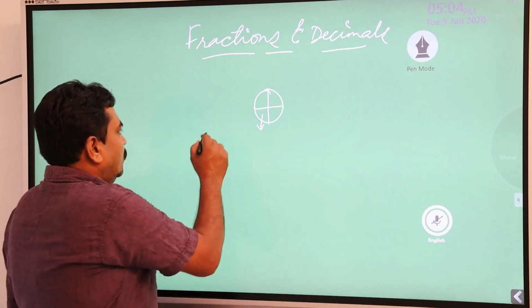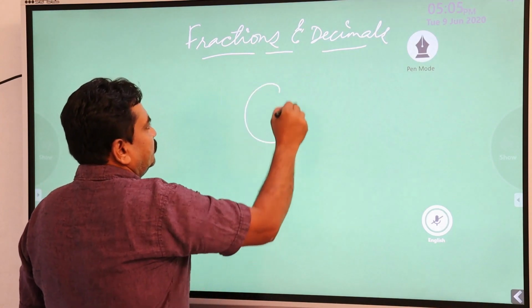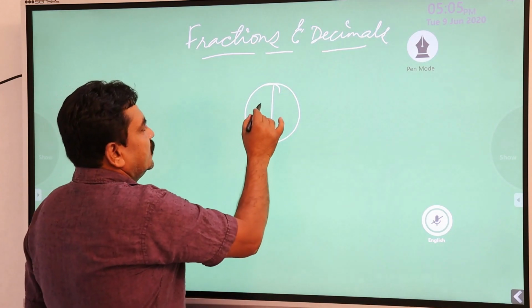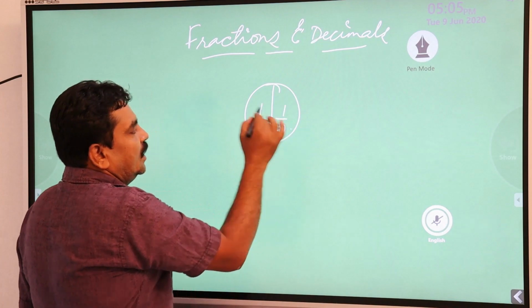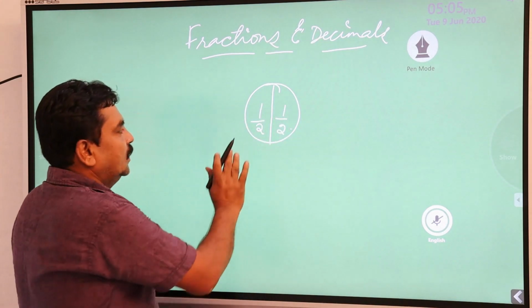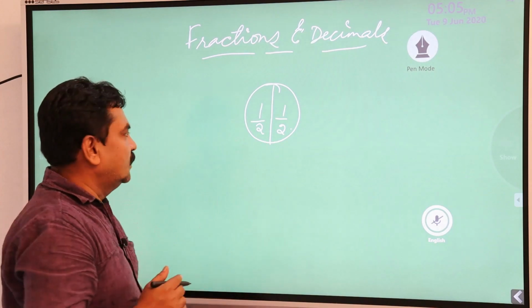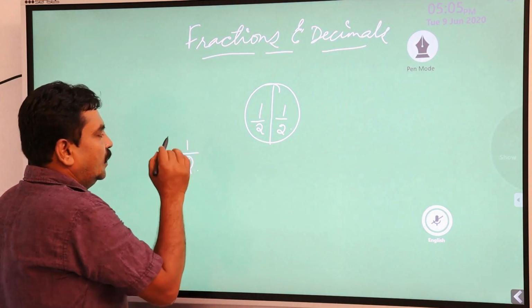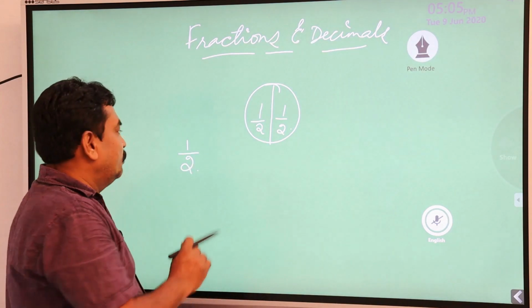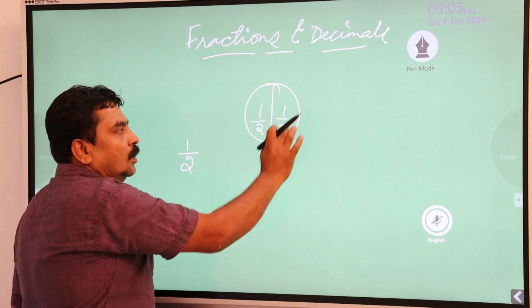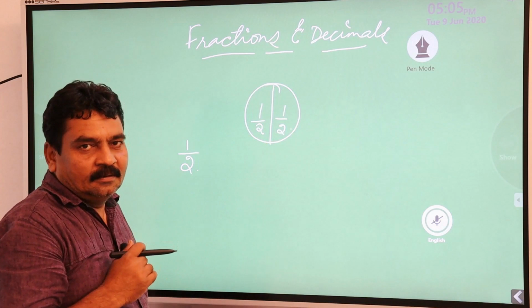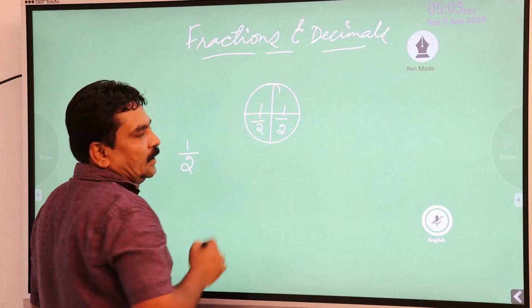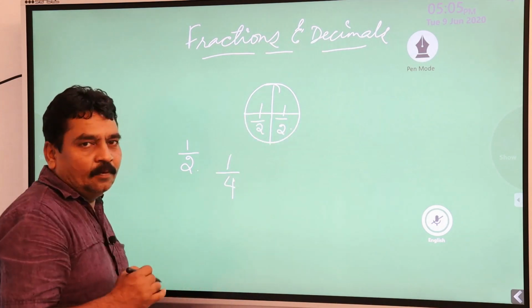I'll tell you. If you take an apple and divide it into 2 pieces, then you call this a half piece and this is your half piece. So how many pieces are there? 2 pieces are there, meaning you have divided the apple into 2. You are going to write down 1 by 2. This is called a part of a whole, a fraction. I think now you have understood. Suppose the same apple, if I divide it into 4 parts, then you are going to write down 1 by 4.